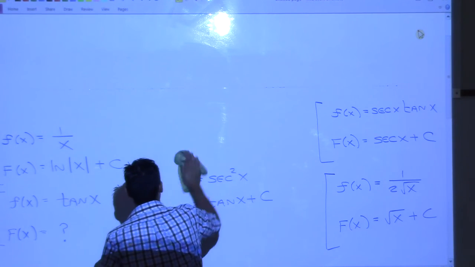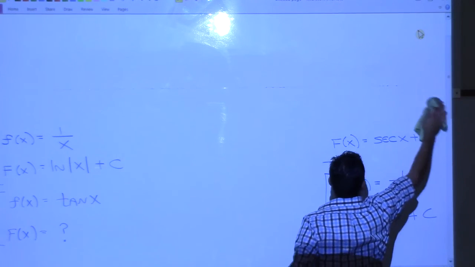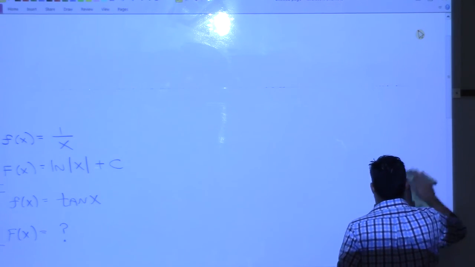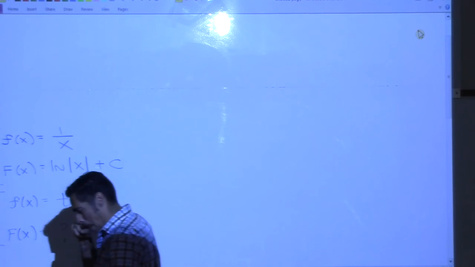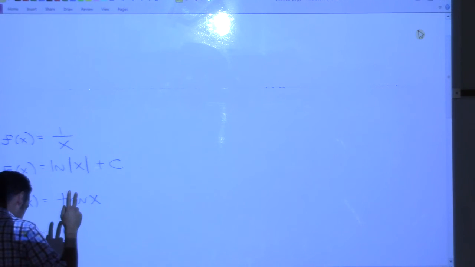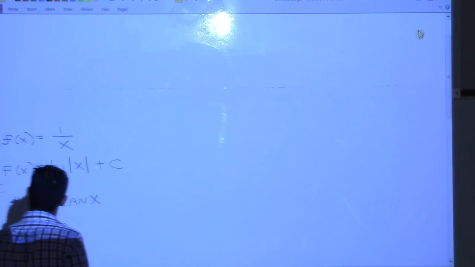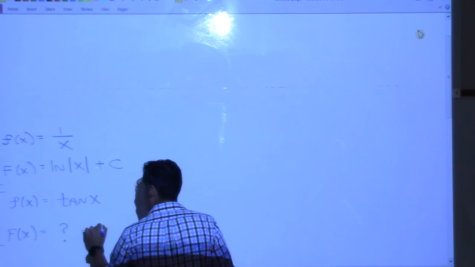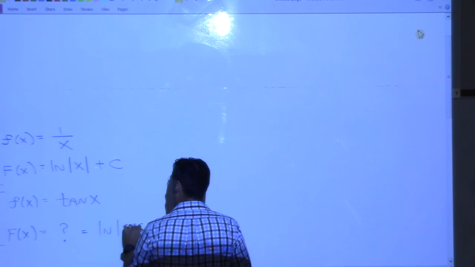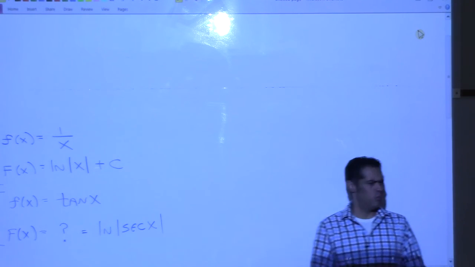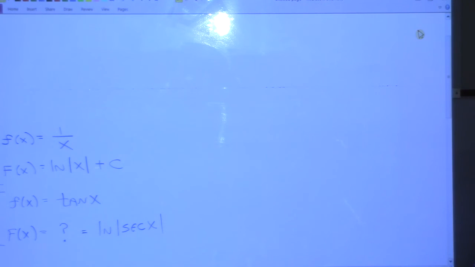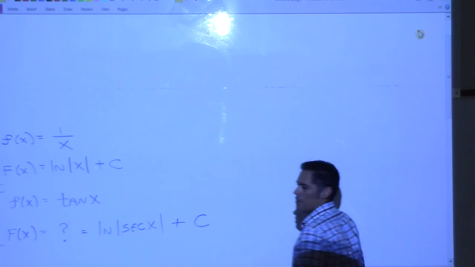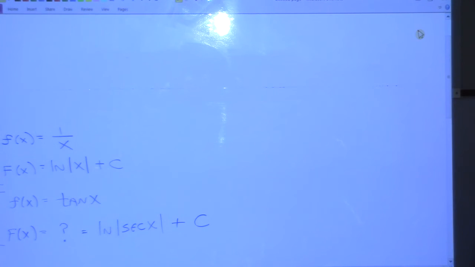The antiderivative of that should be, hold on. Yeah, should be the natural log of the absolute value of secant x plus c. Is that right? How could we check? Take the derivative, and it better be tangent x.